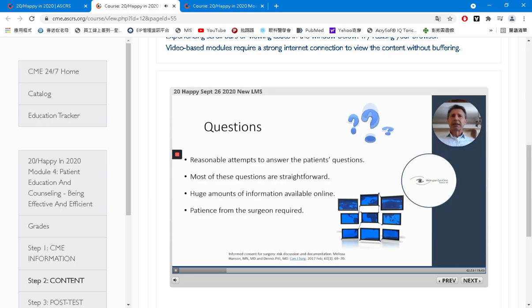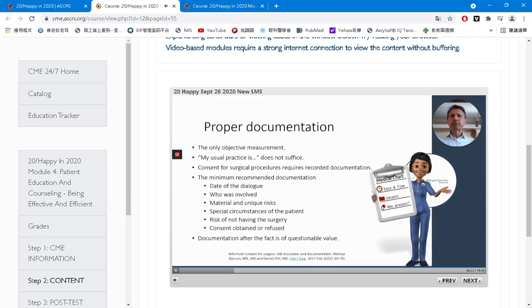Questions will be aplenty, and we should do the best we can to try and answer these questions in a reasonable way. Most of these questions are straightforward and are a result of so much information being available online. So patients read these things and have all the questions. So we need to be patient, and often just answering one or two of these questions in a reassuring, calm manner sets the platform right for proper informed consent.